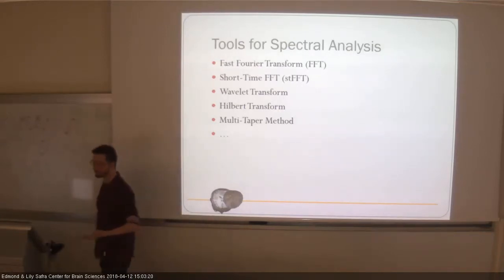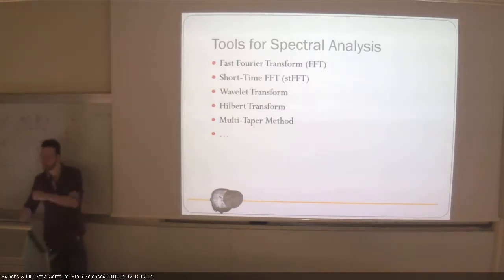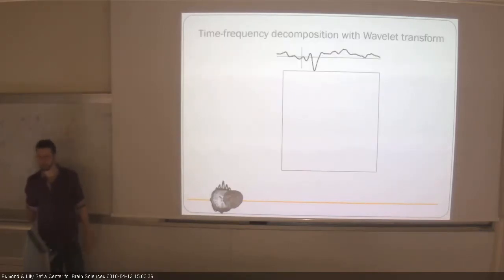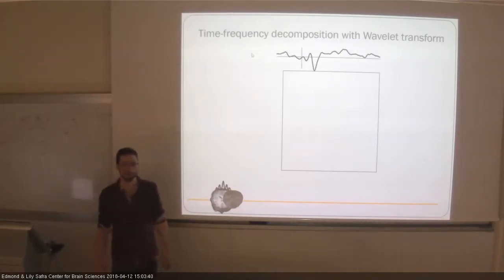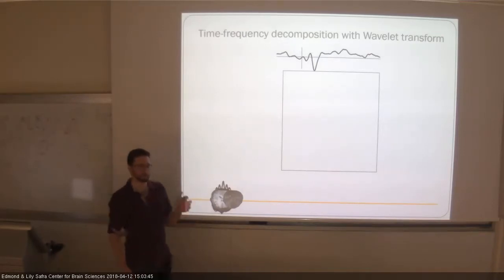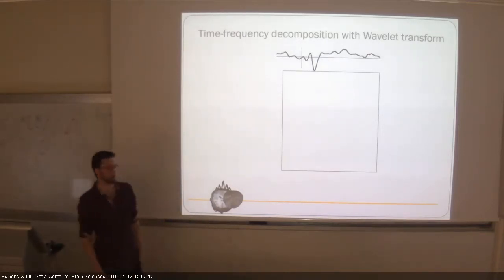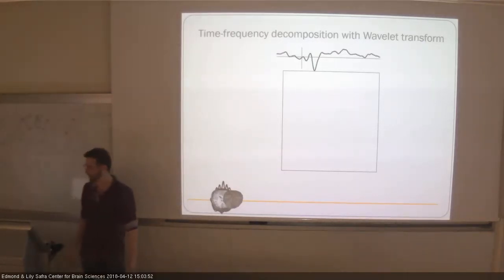But there are important practical differences between them, which I will explain. So I think the most popular method for looking at time frequency representation is called the wavelet transform, and I'll show you what it looks like. Basically, we have a signal over time, and we want to create the kind of time frequency representations that I showed you before, having time on one axis and frequency on the other axis, and showing how power at different frequencies changes over time.